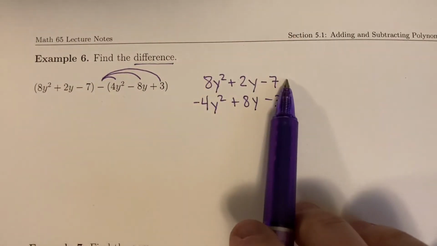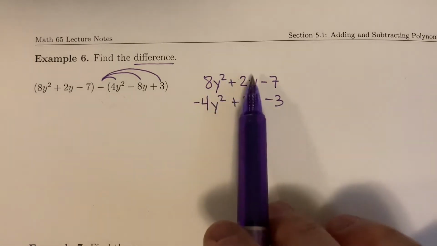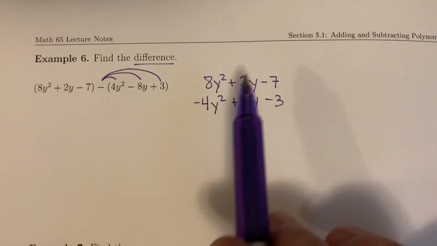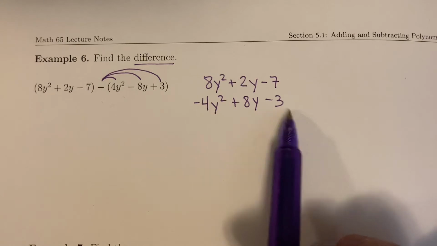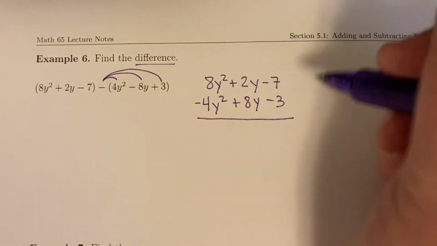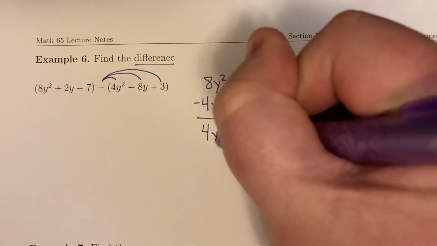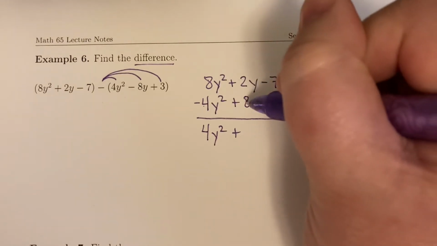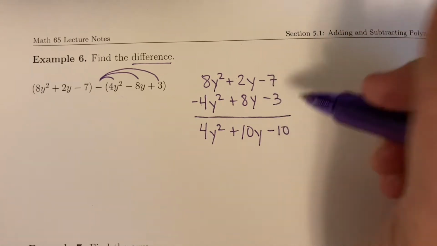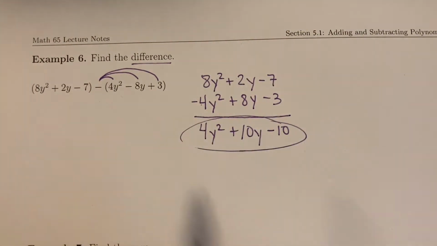And again, you could, of course, write that out to the side if you're not into this vertical alignment, but for some people that helps. And notice I'm lining up like terms. So y squareds with y squareds, y's with y's, constants with constants. And I've distributed the minus sign to each of the terms in the second polynomial. So now we just add coefficients. 8 minus 4 is 4y squared. 2 plus 8 is 10y. Negative 7 plus negative 3 is negative 10. So then that's the answer to this subtraction problem.